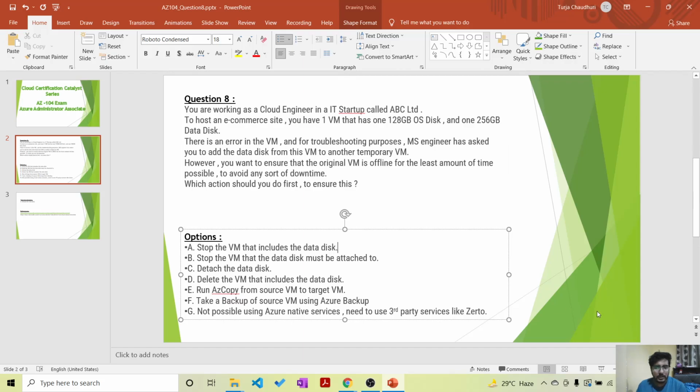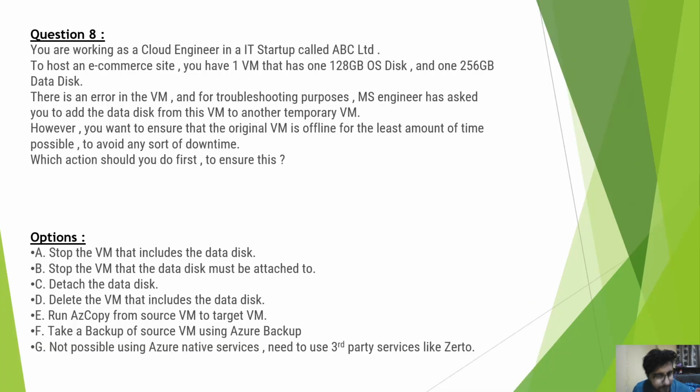A. Stop the VM that includes the data disk. B. Stop the VM that the data disk must be attached to, meaning the target VM. C. Detach the data disk. D. Delete the VM that includes the data disk. E. Run AzCopy from source VM to target VM. F. Take a backup of the source VM using Azure Backup. And G. Not possible using Azure native services. Need to use third-party services like Zerto.